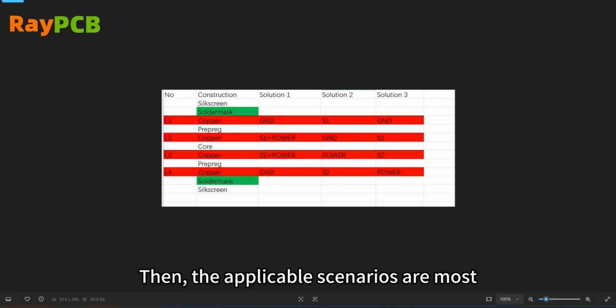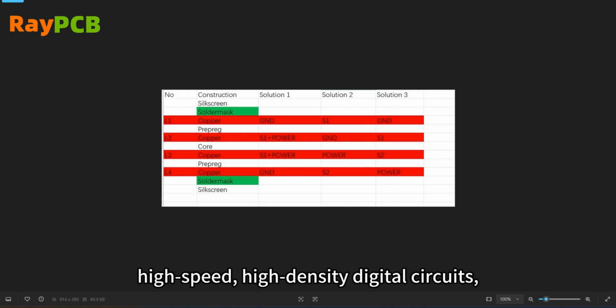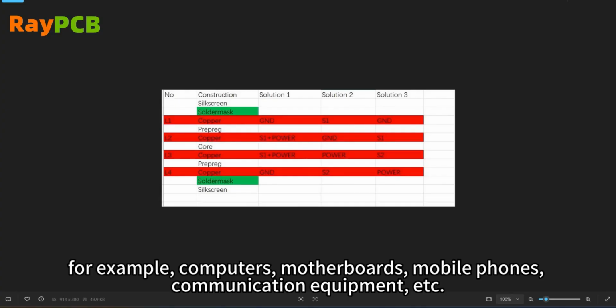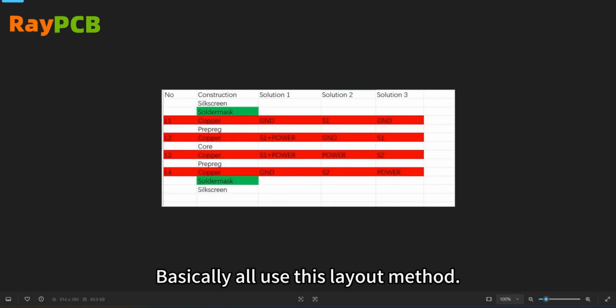And the applicable scenarios are most high-speed, high-density digital circuits. For example, computer motherboards, mobile phones, and communication equipment basically all use this type of layout.